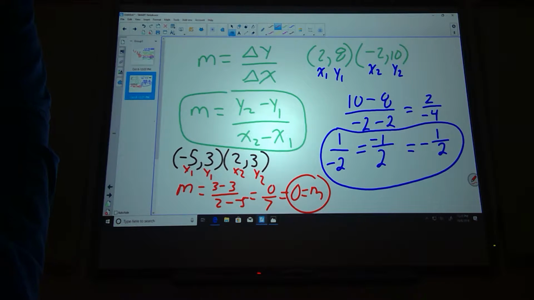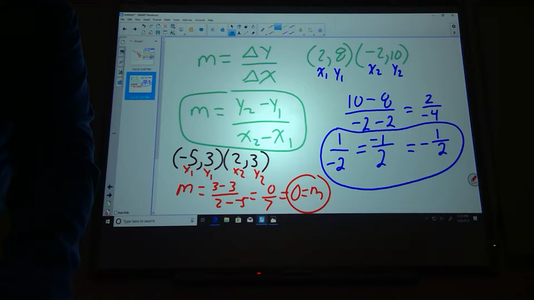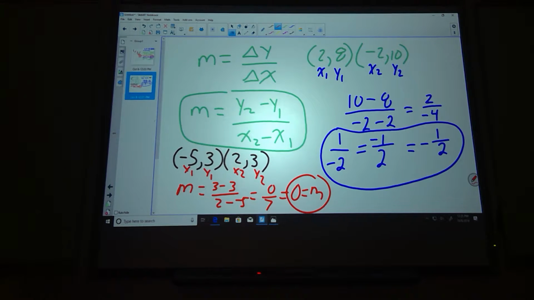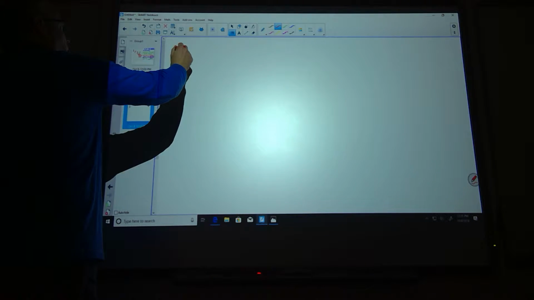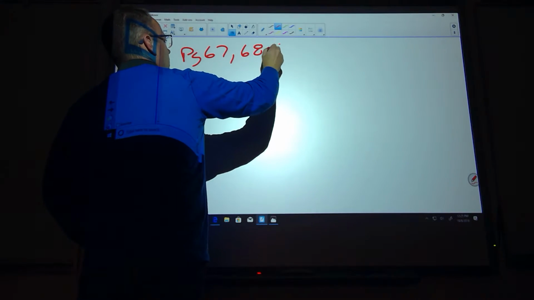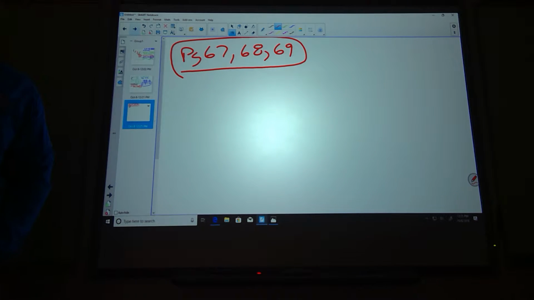is I would like us to turn to page 67, 68, and 69 in our notebook. I just want to see if you have any questions or concerns over any of those problems. But let's take a look at page 67 first.